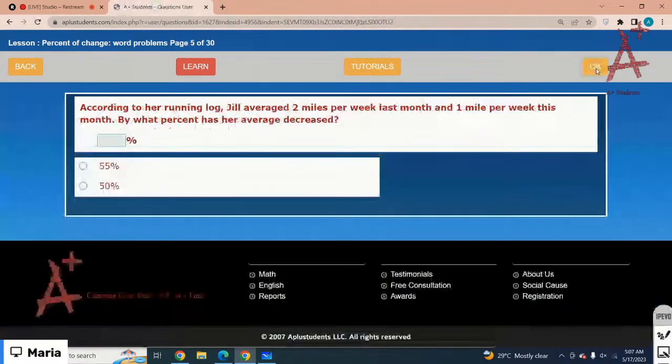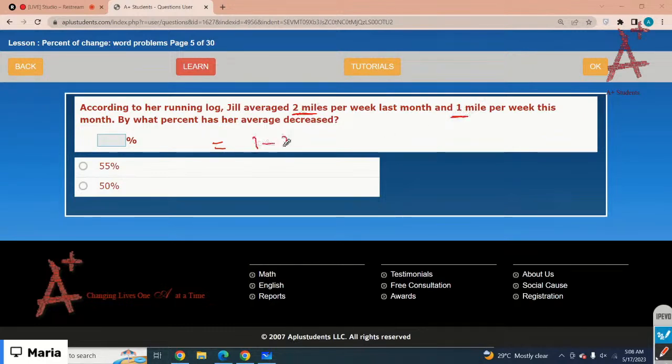Okay, according to her running log, Jill averaged 2 miles per week last month and 1 mile per week this month. By what percent has her average decreased? You have to calculate percent change. Got it? The value is decreased, so it would be negative. Earlier it was 2, now it is 1 mile.